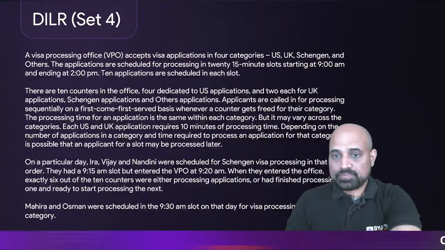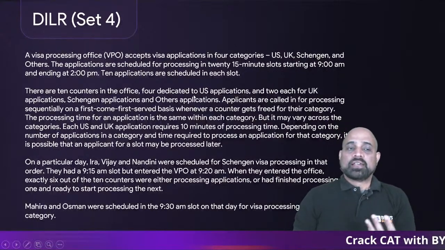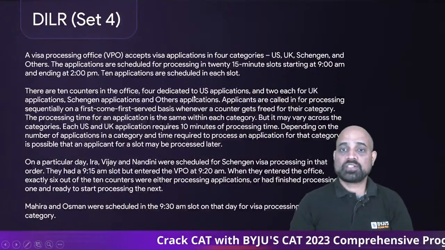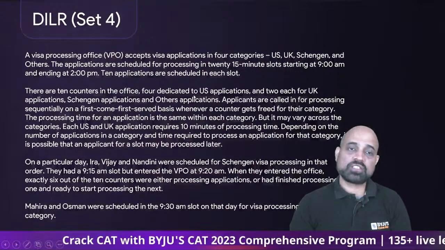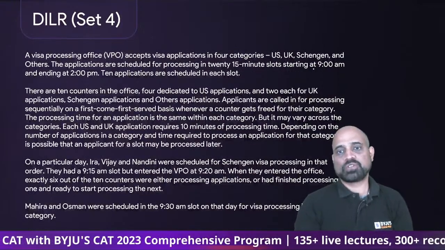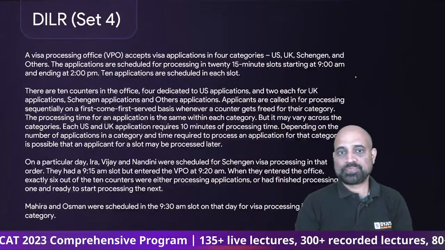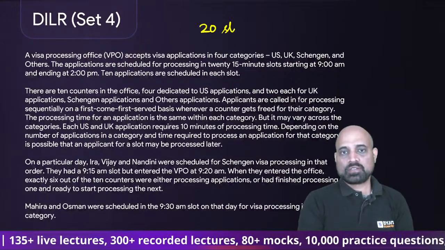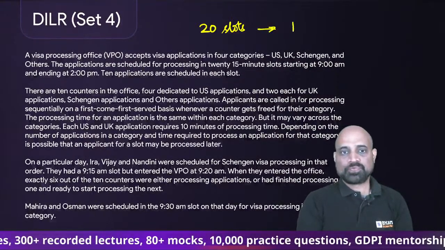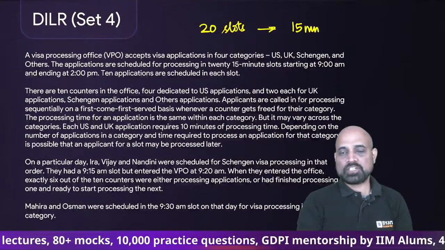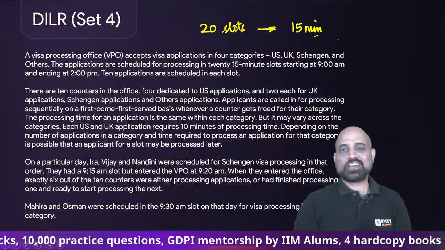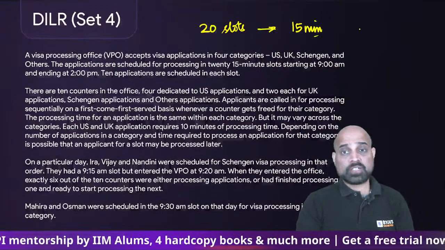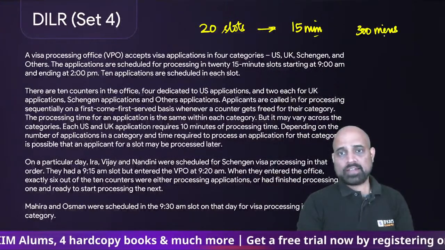Now, it says a visa processing office accepts visa applications in 4 categories: US, UK, Schengen, and others. The applications are applied for processing in 15-minute slots, starting at 9 a.m. and ending at 2 p.m. So 20 slots हैं और वो 15 minutes each के. ठीक है? So if we have 20 slots of 15 minutes each, that is 20 into 15, which will result in 300 minutes. And if you look at 9 a.m.